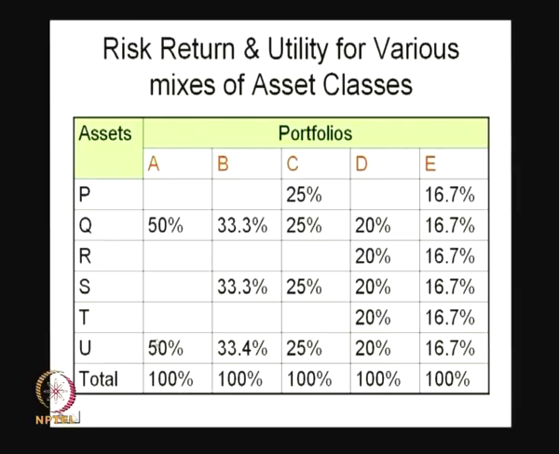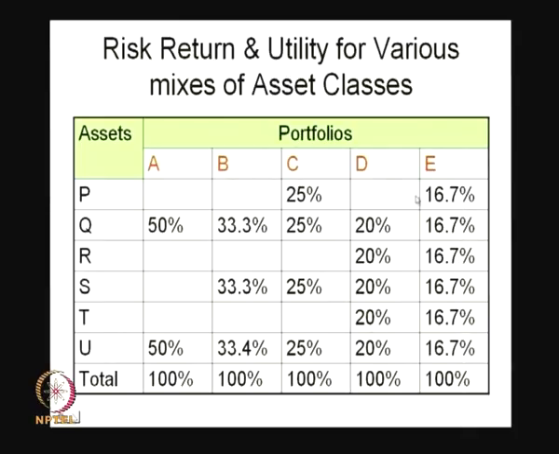The total investment is 100%. For B, we are equally, or more or less equally, dividing among Q, S and U, that is 33.3%, 33.3% and 33.4%. For C, we are dividing on the basis of P, Q, S and U, 25% of the total money invested in each of these 4 assets. For D, apart from P, we have invested 20% in each of the assets equally. Then for E, we have also divided equally among the 6 assets, which is 16.7% for each asset, consisting of around 100%. So equal weightage has been given to all assets.